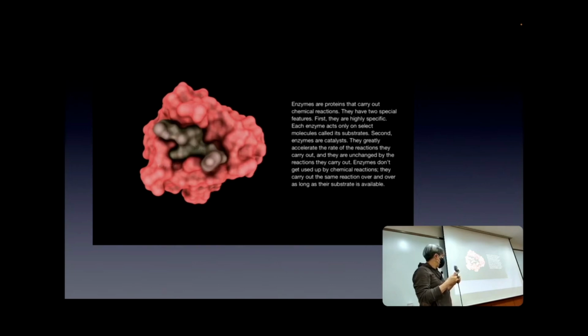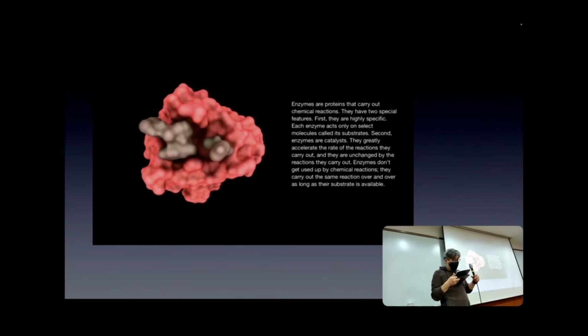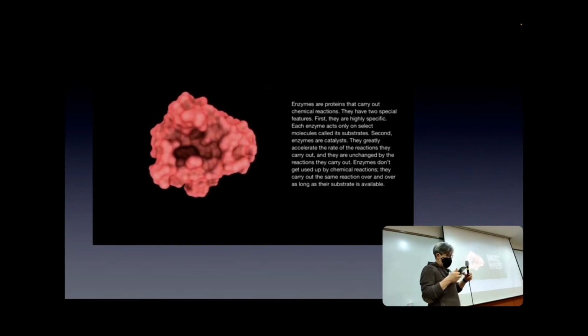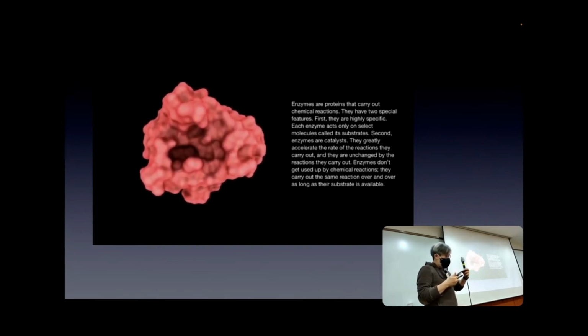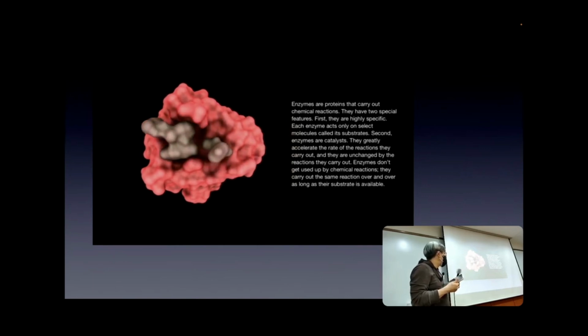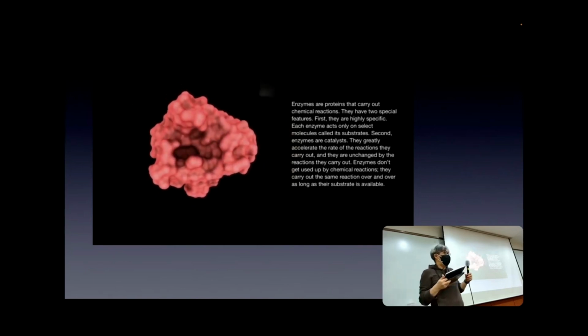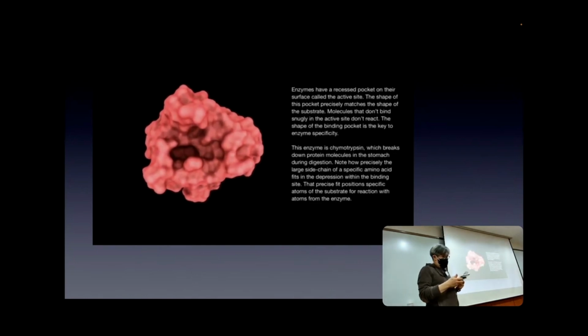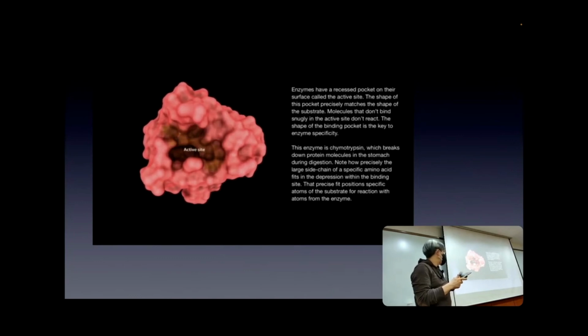Second, enzymes are catalysts. They greatly accelerate the rate of reactions they carry out, and they are unchanged by the reactions they carry out. Enzymes don't get used up by chemical reactions. They carry out the same reaction over and over as long as their substrate is available. Enzymes have a recessed pocket on their surface called the active site. The shape of this pocket precisely matches the shape of the substrate. Molecules that don't bind snugly in the active site don't react. The shape of the binding pocket is the key to enzyme specificity.